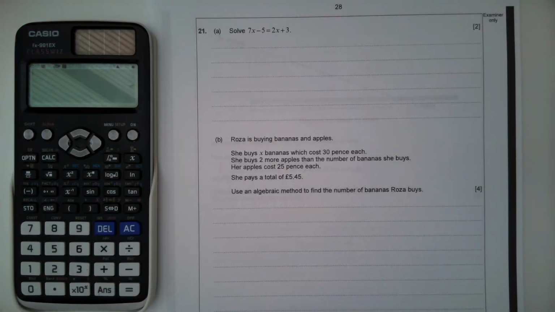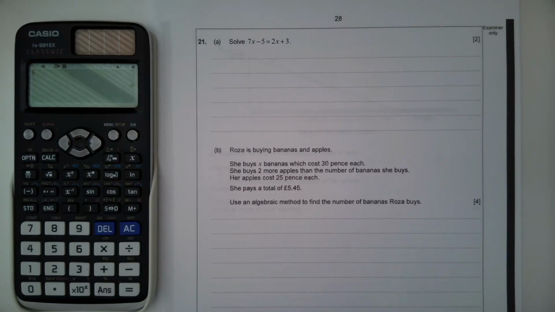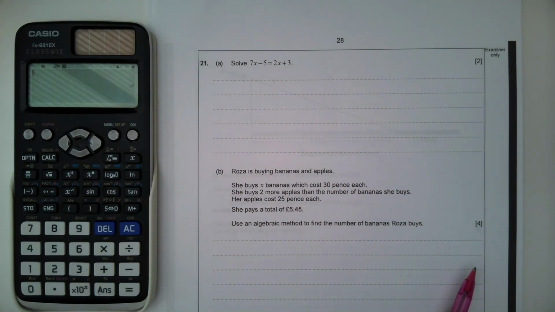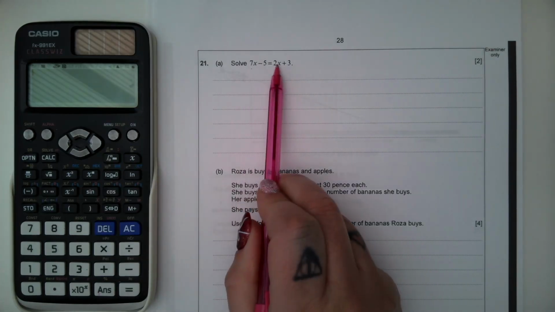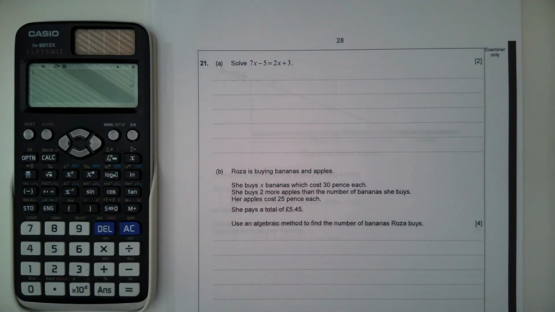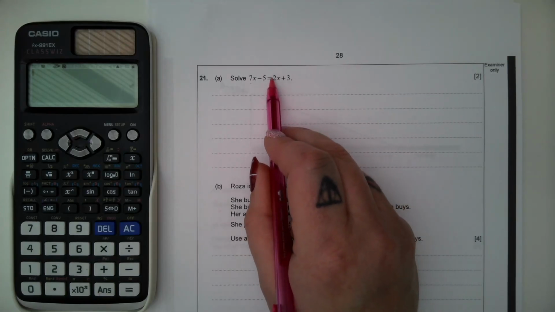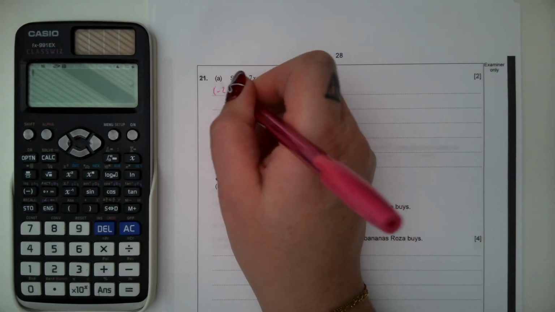21a, solve 7x subtract 5 equals 2x add 3. So we've got an equation where we've got the unknown on both sides. So the first thing I'm going to do is I'm going to eliminate the smallest of those unknowns. So I have 7x and 2x. 2x is the smallest, so that's the one that I'm going to eliminate from both sides. So at the moment it's positive 2x because there's no sign in front of it. The opposite of positive 2x would be negative 2x.